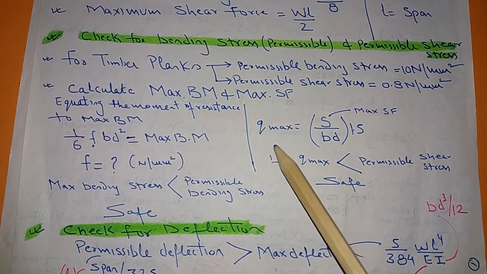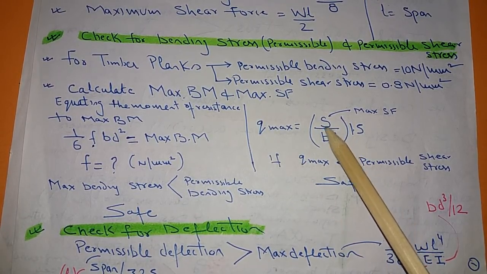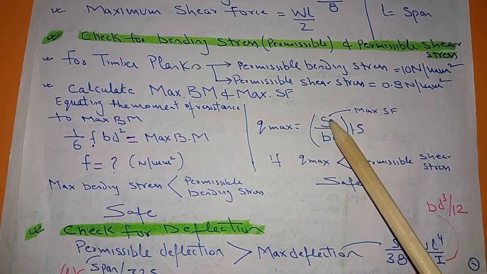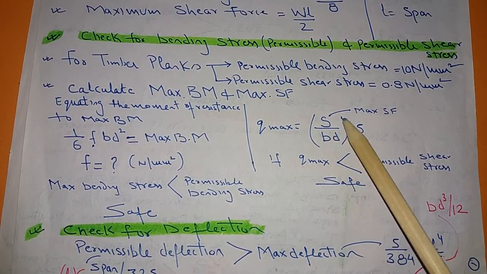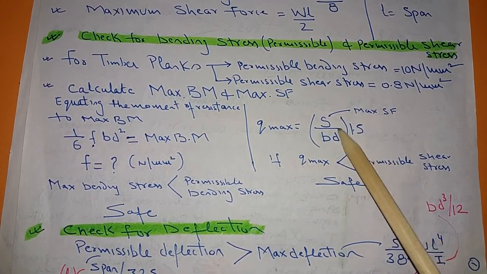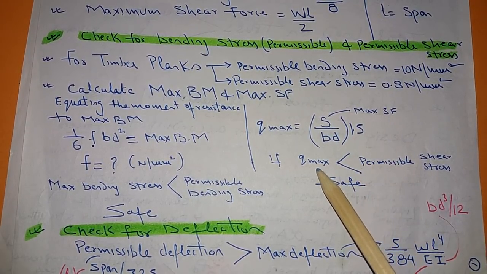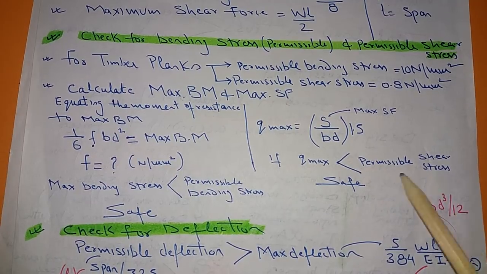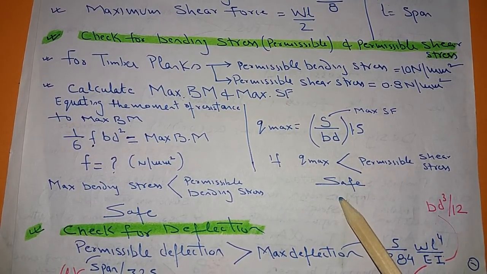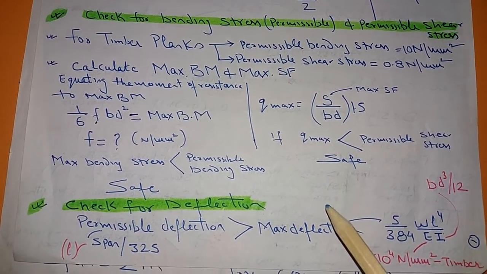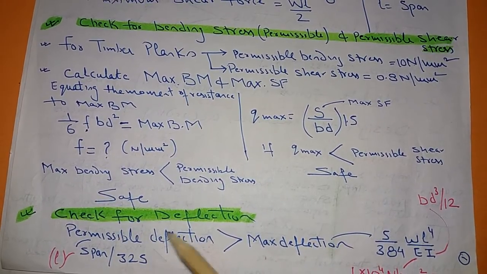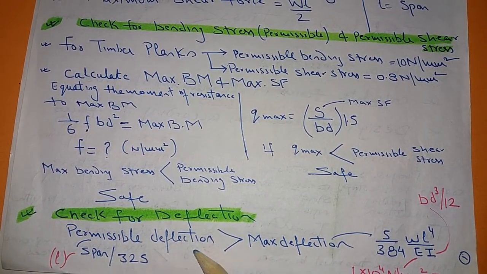The same case in shear stress, that is S upon BD into 1.5. This is nothing but load upon area. So maximum shear force upon BD into this one is a factor. If permissible shear stress is more than this, it is again safe. Now third check. Check for deflection. Permissible deflection should be more than maximum deflection.